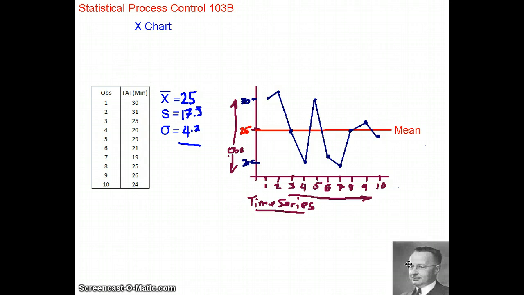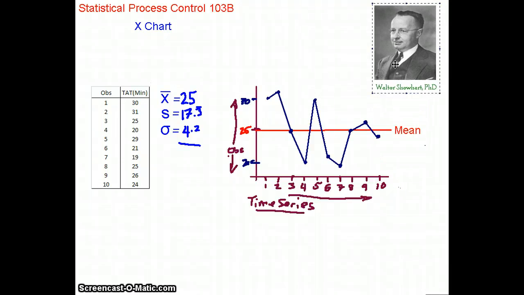given to us by the father of statistical process control, Walter Shewhart. Some people call these Shewhart control charts. We're going to call this an X chart for reasons that will become apparent in future lectures. Shewhart took the run chart and imposed upper and lower control limits on it. Let's take a look at his first control chart.